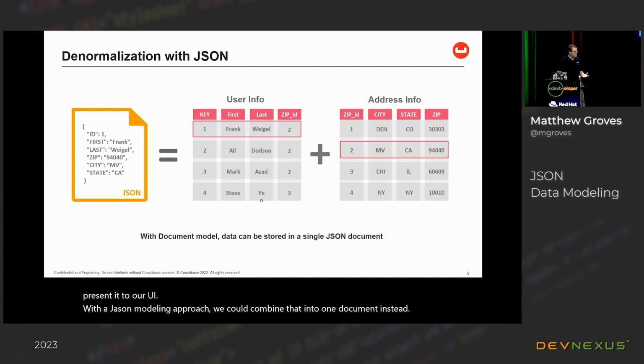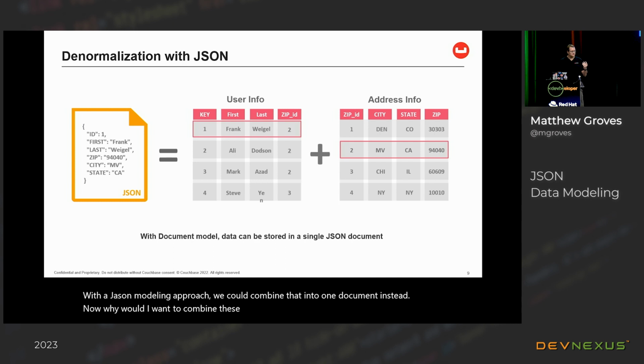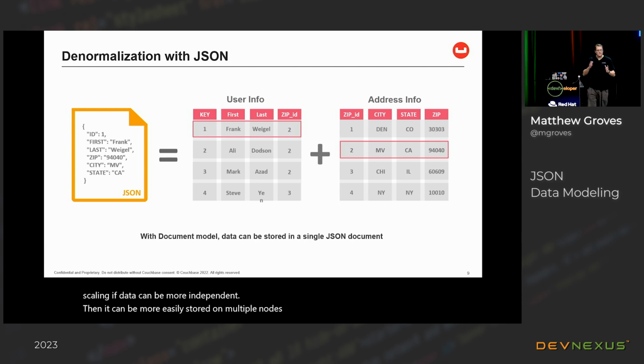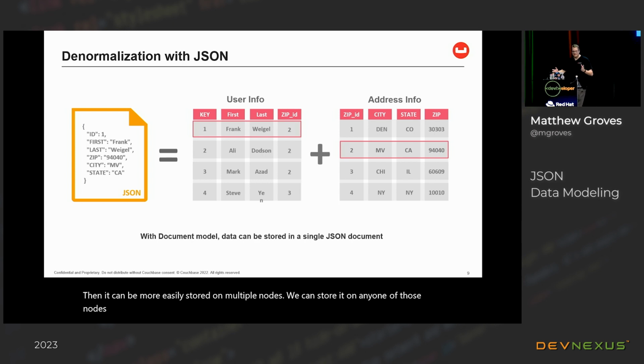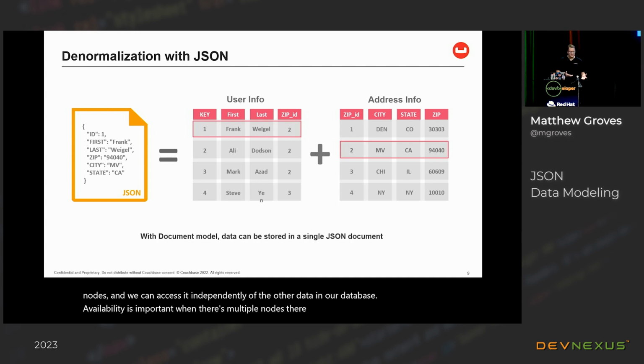Now, why would I want to combine these? Let's go back to those 4 whys. So first of all, scaling. If data can be more independent, then it can be more easily stored on multiple nodes. We can store it on any one of those nodes, and we can access it independently of the other data in our database. Availability is important. When there's multiple nodes, there can be backup replicas for a quick recovery if one of those nodes crashes, goes down for maintenance, whatever.